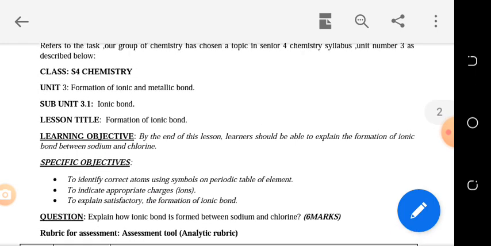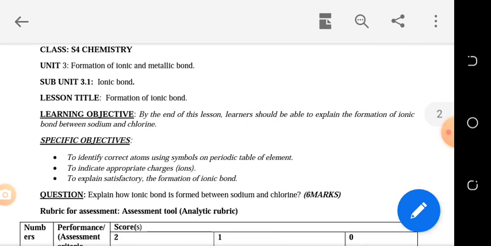I have chosen a topic from Senior 4 which has a relationship with Senior 2 work, Unit 3, formation of ionic bond and metallic bond. The subunit is the ionic bond. The lesson title, formation of ionic bond.